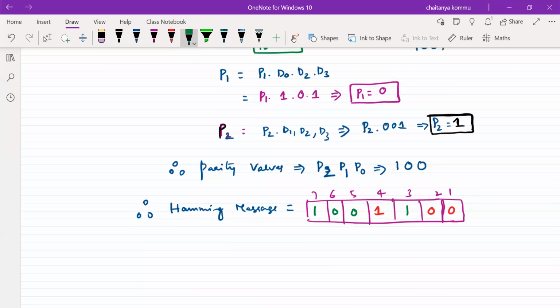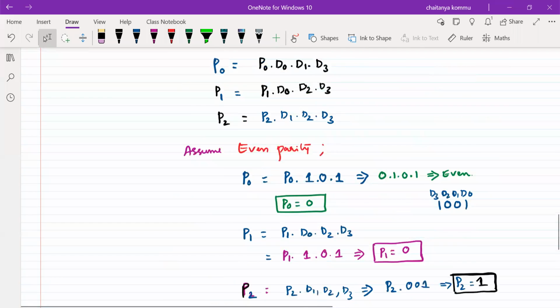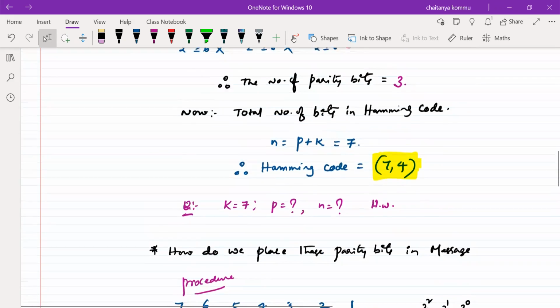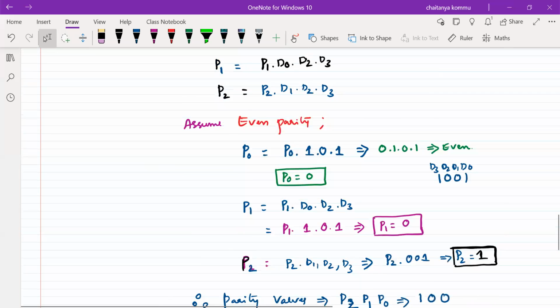Is it clear to all of you? This is how we make the Hamming message by using the Hamming code. This information we send through the channel. Then the receiver will take it and decode whether the given message is correct or not. So far so good. This entire process is called generation of Hamming code.